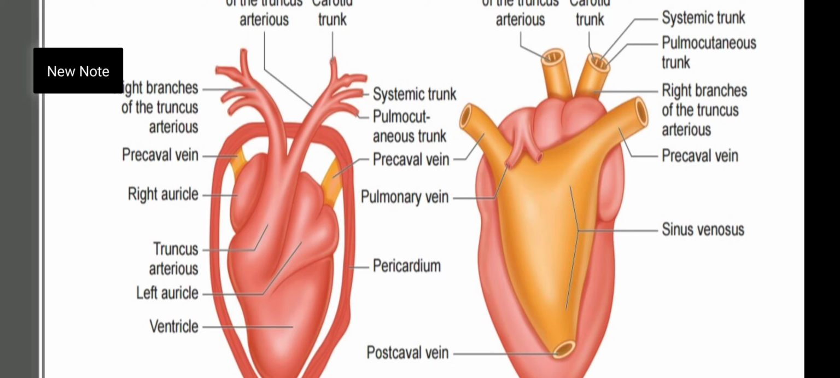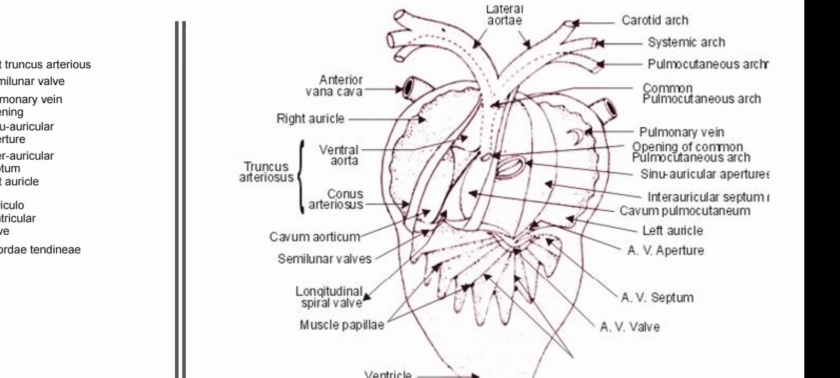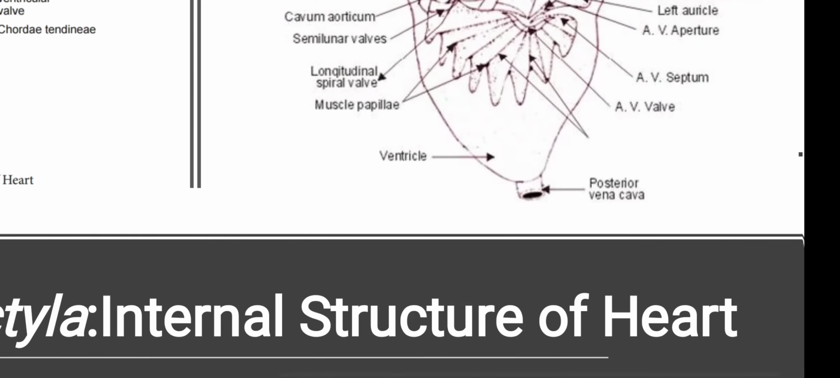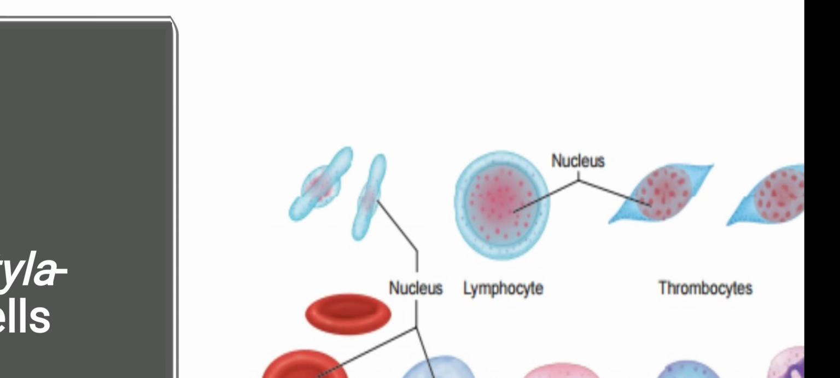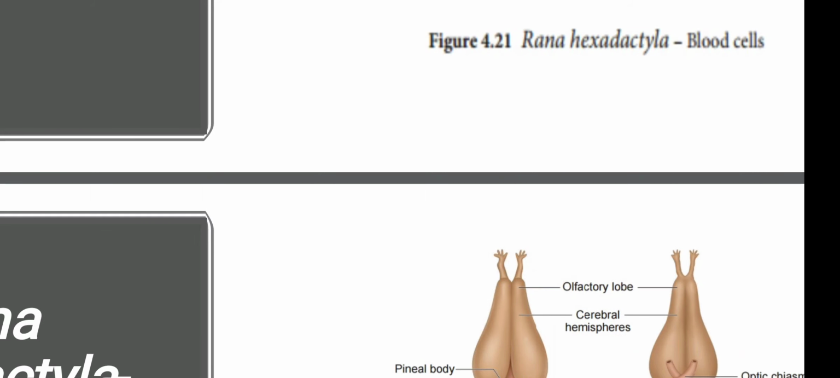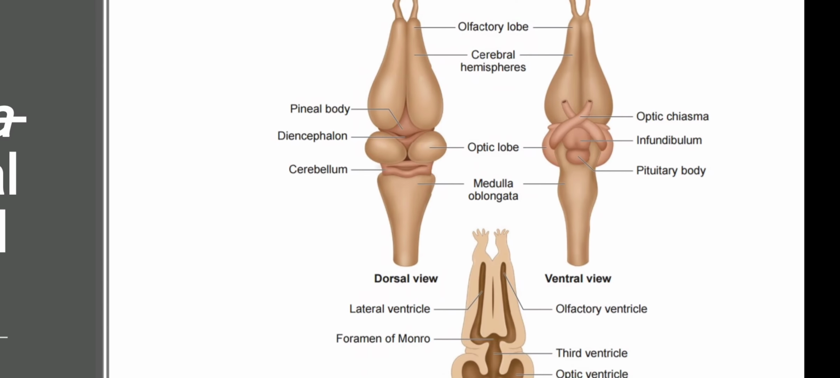Then the nervous system, you can see the brain. The nervous system is divided into central nervous system, peripheral nervous system and autonomic nervous system. The peripheral nervous system consists of 10 pairs of cranial nerves and 10 pairs of spinal nerves.